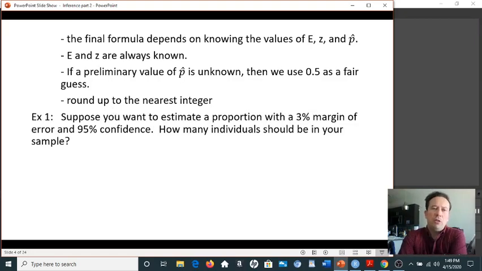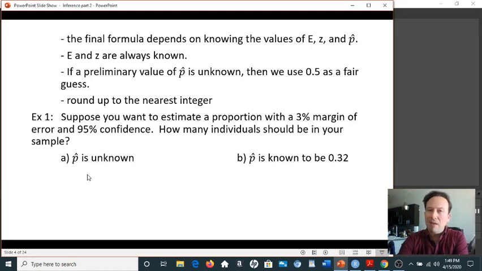So here's the example that goes with this first question. Suppose you want to estimate a proportion with a 3% margin of error and 95% confidence. How many individuals should be in your study? We're going to do this two ways. First, we don't have any previous information, so P hat is unknown. And then, what if a previous study found that P hat was 32%, or 0.32?